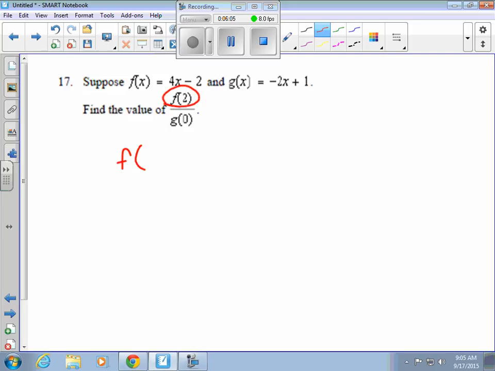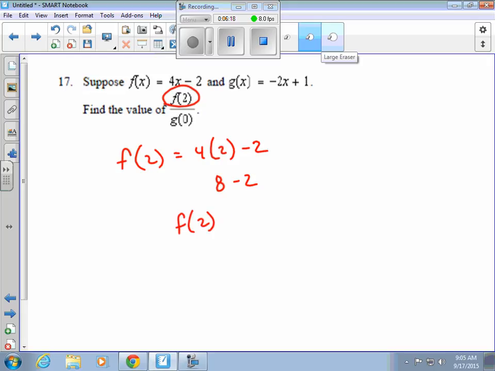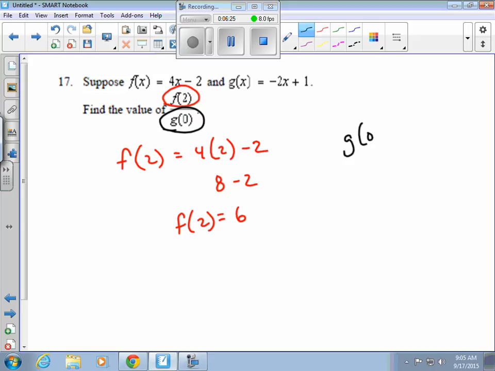F of 2 is equal to 4 times 2 minus 2. So 4 times 2 we know is 8, and 8 minus 2. F of 2 is 6. The other one, g of 0, is equal to negative 2 times x, or 0, plus 1. Anything times 0 is 0, plus 1. So g of 0 is 1.